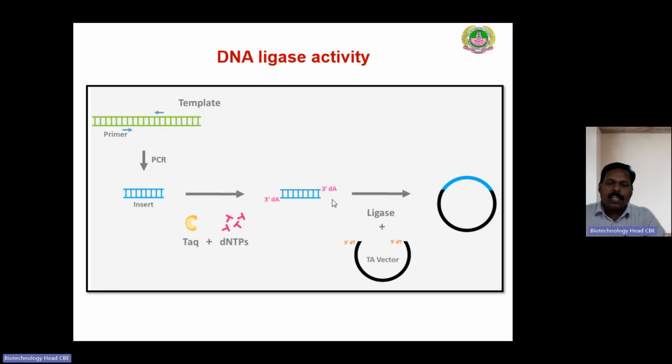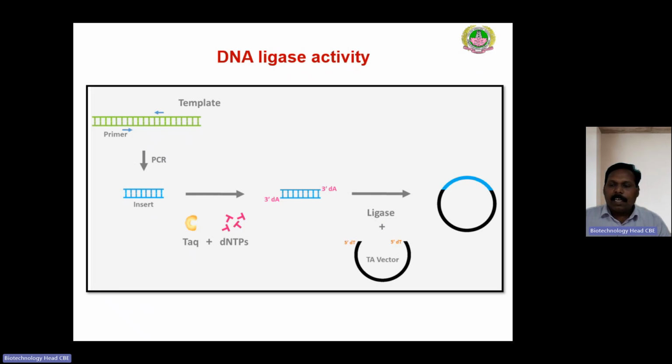The insert generated from the PCR reaction can be used to fuse with the opened vector, which is cut with a restriction enzyme, and they can be combined by using the molecular glue called ligase. As I told you, this ligase activity needs an energy-spending reaction.